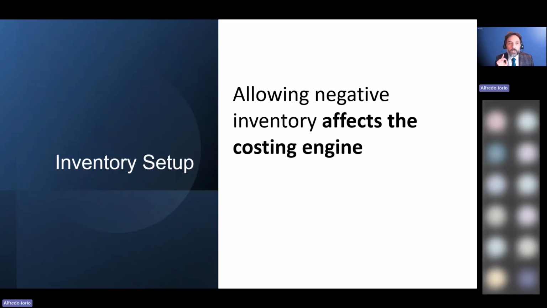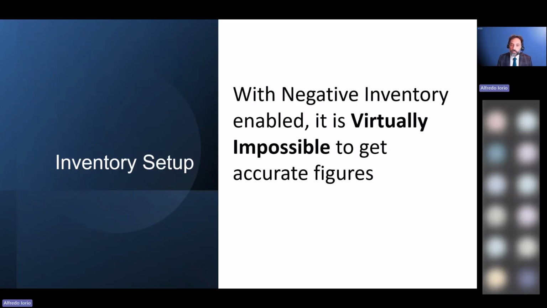I am not talking here about actual negative inventory. I'm not talking about items that are below 0 in terms of inventory. Just by allowing it, the costing engine will work in a different way. So some of the checks, some of the links between inbound and outbound will simply stop working. And so it's very important, if we allow negative inventory, it would be virtually impossible to get accurate figures.